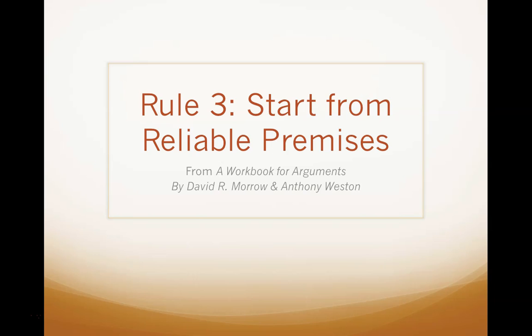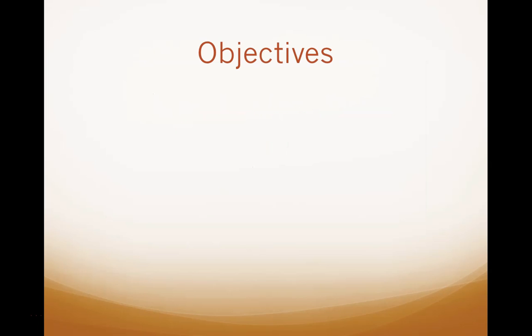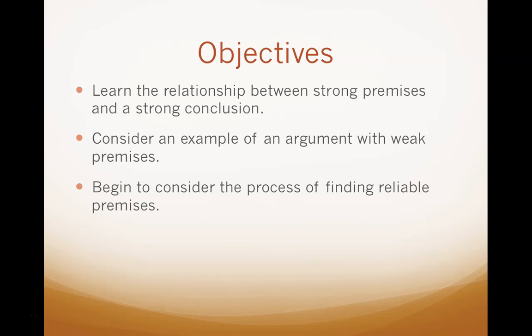Rule 3. Start from reliable premises. From a workbook for arguments by Morrow and Weston. The objectives of this video first involve learning the relationship between strong premises and a strong conclusion.